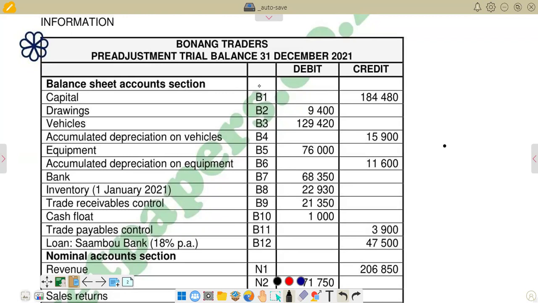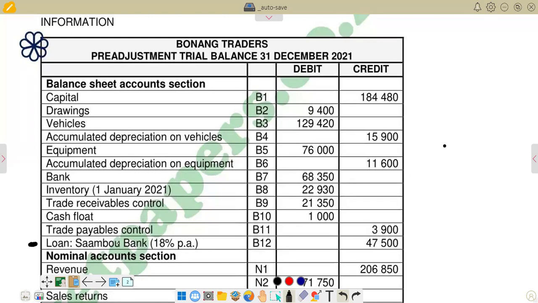In this video, we want to look at the calculation of interest on loan. We are going to see what we have there in terms of loan. We can find it here. It's saying loan of Sambo Bank at 18% per annum, and 47,500 is the total amount of loan. We also have to take note of the financial year. Remember, this is 31 December 2021. That's where the year is ending, so the year is starting on 1 January 2021.